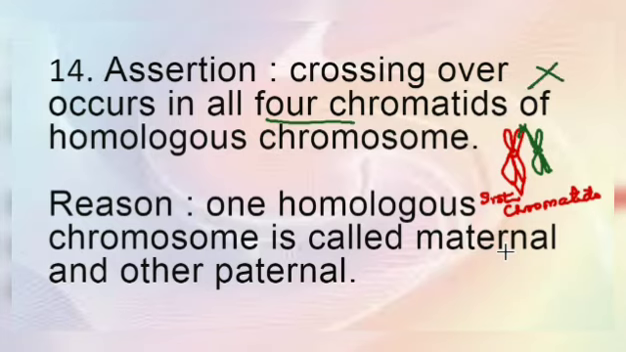So the assertion is false. One homologous chromosome is called maternal, the other is paternal, that is true. So here assertion is false, reason is true. So we can say option D.